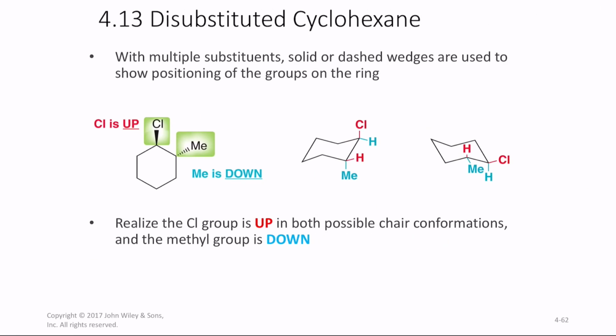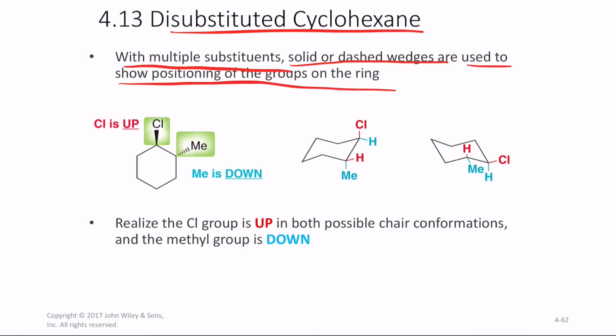Next, let's take a look at disubstituted cyclohexane. When you have multiple substituents, solid or dashed lines are generally used to show the positioning of the groups on the ring. For example, here they have a cyclohexane with chlorine on a wedge and methyl on a dashed line. Let me write it down separately here.